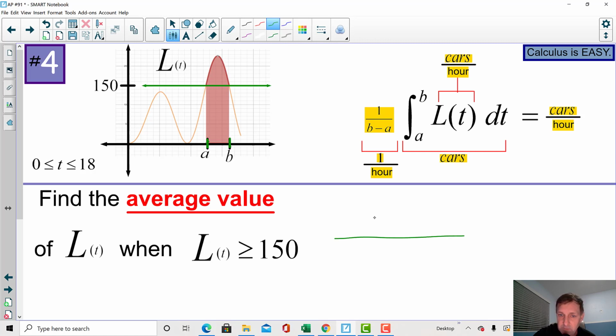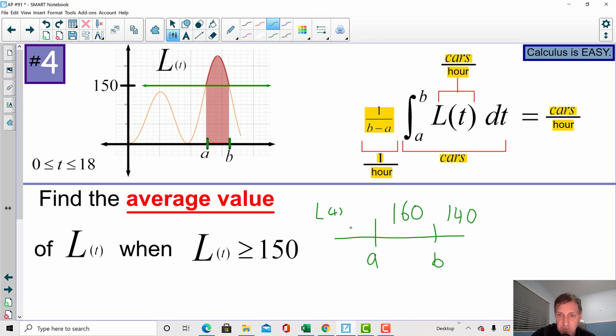What I would probably do is when you get those critical numbers a and b, because that's where L of t would equal 150, I would just test in between. When you plug in any time between a and b, you probably would get a number that's more than 150. So let's just say 160, for example. And then if you plug in a number that's more than b, you're probably going to get like 140 or 130 or something that's less than 150.